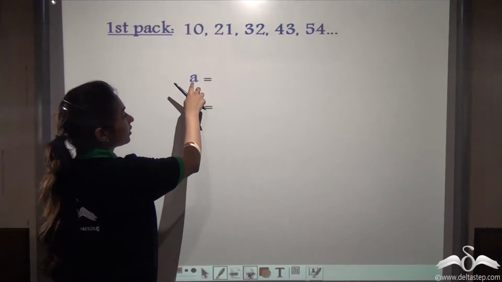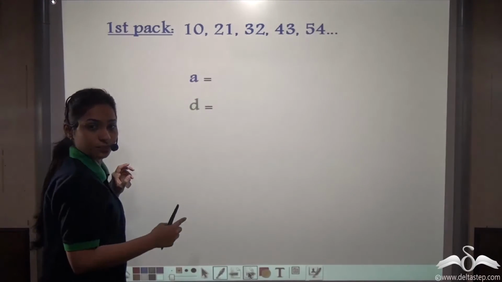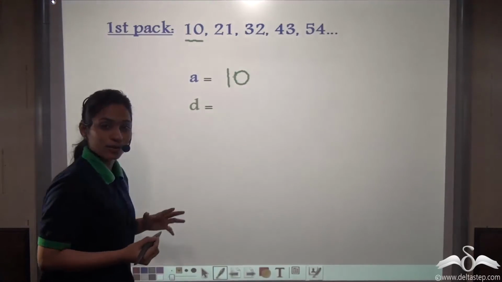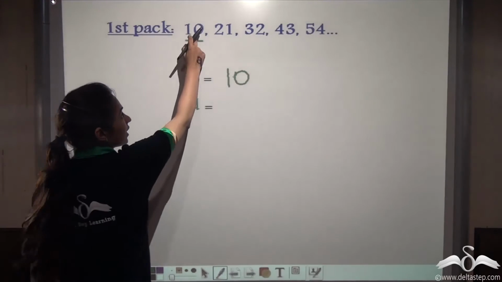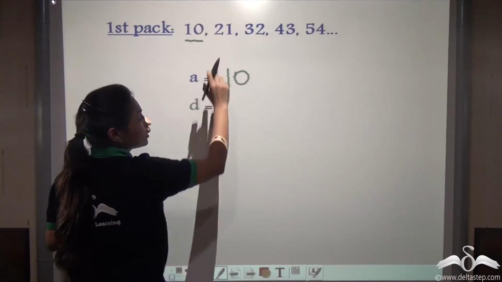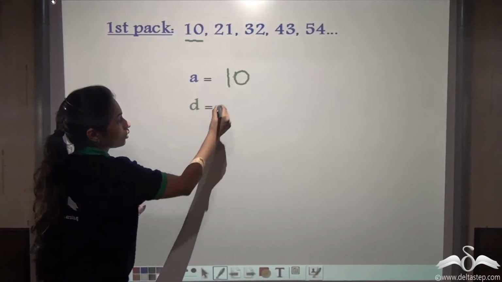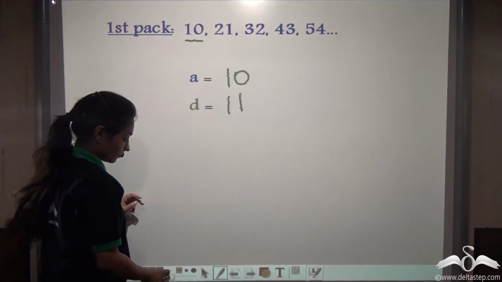So first they check the first term and the common difference here. What is the first term? 10. And the common difference we had just seen, it was 11. 21 minus 10, 11. Verify with the other also. 43 minus 32, 11. So the common difference is 11.